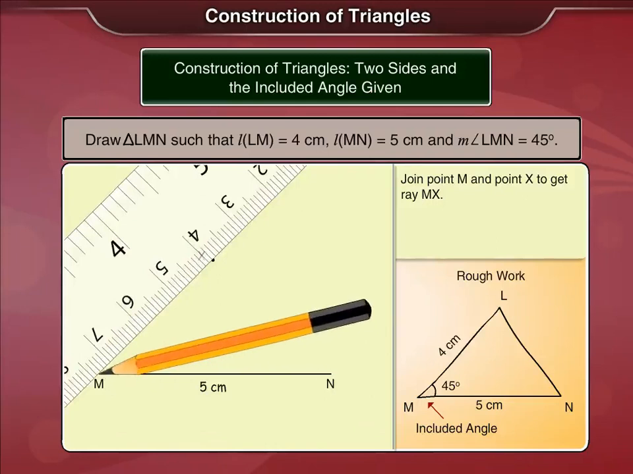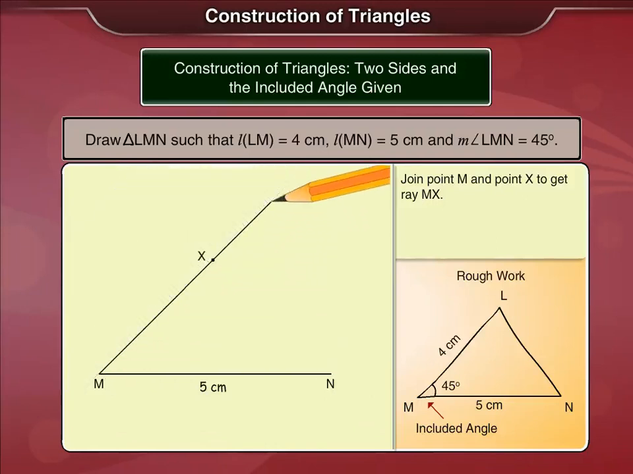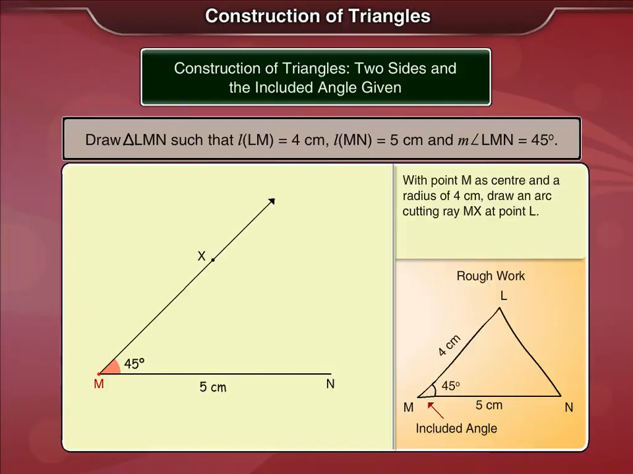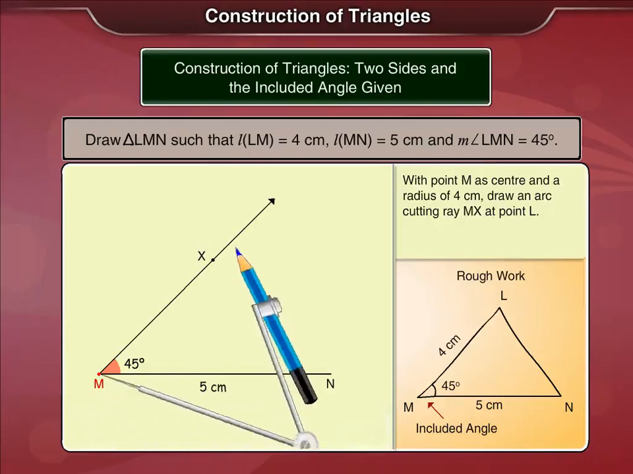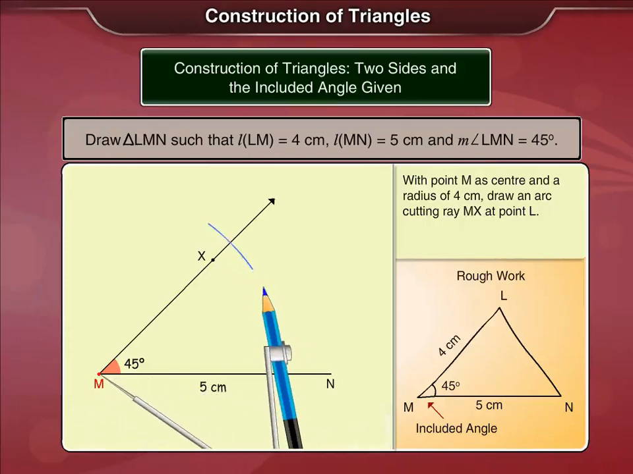The triangle which we have drawn is on the upper side of base MN. We know that another triangle can be drawn on the other side of base MN. To draw this triangle, we will first draw ray MX, measuring 45 degrees on the lower side of base MN. Let's draw a rough figure depicting the given information.